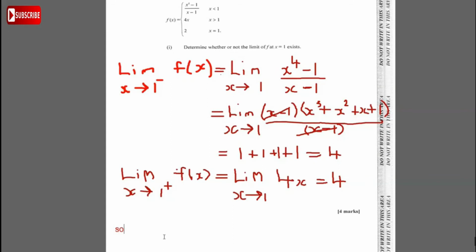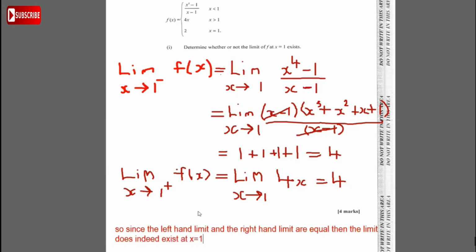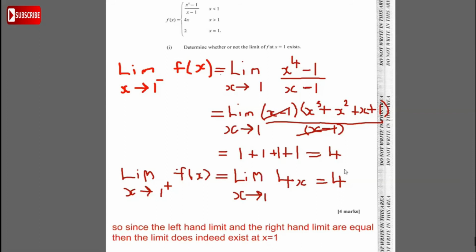So since the left-hand limit and the right-hand limit are equal, then the limit does indeed exist at x equal 1. So yes, the limit does exist.